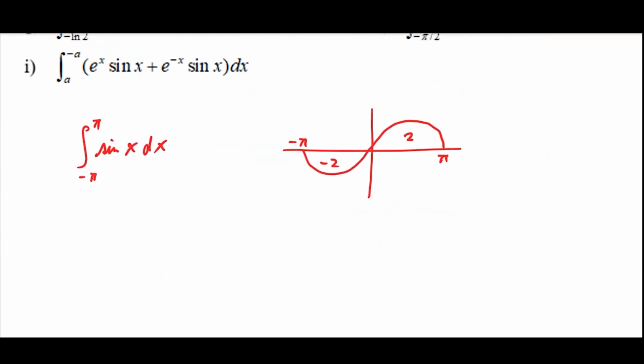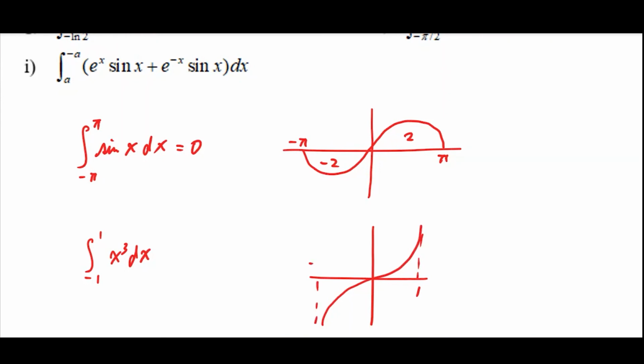And then let's do another one. Say, from -1 to 1 of x cubed dx. Do we really need to integrate these things? Doesn't it look like that? So they cancel and give you 0 as well, right? You guys know what I'm saying.